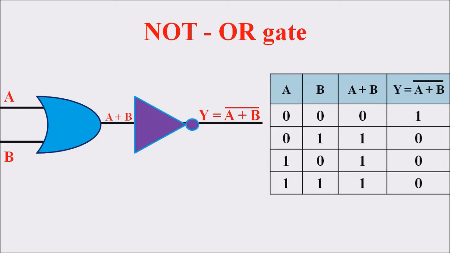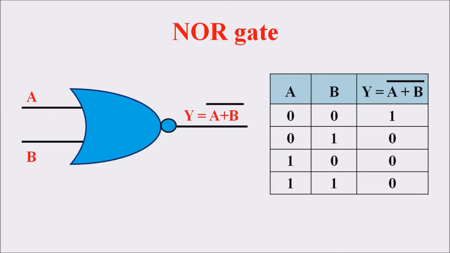If we connect a NOT gate at the output of the OR gate, that is, the output of the OR gate is given as the input of the NOT gate: 0,0 to the OR gate results in the output 0, and that 0 is given as the input to the NOT gate, which results in an output of 1. So now we are considering a combinational logic known as the NOR gate. This NOR gate is a combination of the OR gate as well as the NOT gate. It is a single gate.